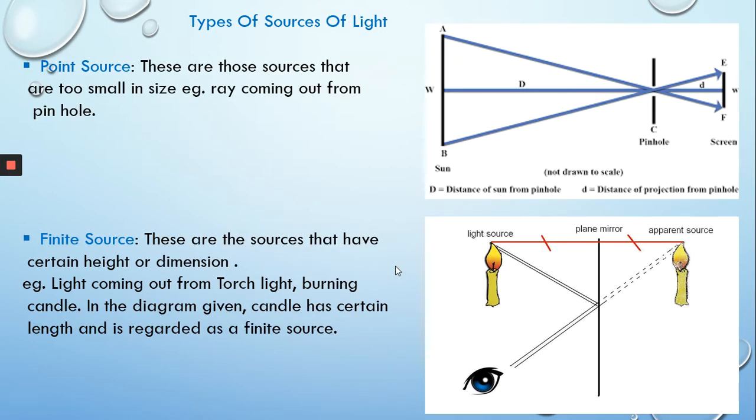Now let us discuss types of sources of light. The first one is point source. These are the sources that are too small in size. For example, a ray coming out from the pinhole. Another is finite source. These are the sources that have certain height or dimension. For example, light coming out from a torchlight or burning candle. In the diagram given, the candle has certain height and is regarded as a finite source.